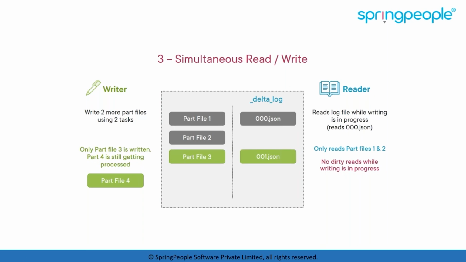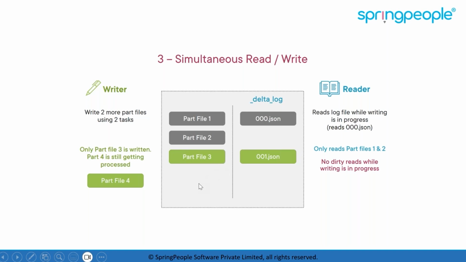And simultaneous read and write operations. Whenever you are performing these operations, like if I am trying to write the third file and the fourth file is still getting processed, it is not going to generate the log for that. It is only generating a log for only the JSON file here. Or this is in progress. So whenever I'm trying to read, I will only read this data. I will not be able to read part 3 and part 4 until my operation is completed fully. So no dirty reads because the operation is still in progress.